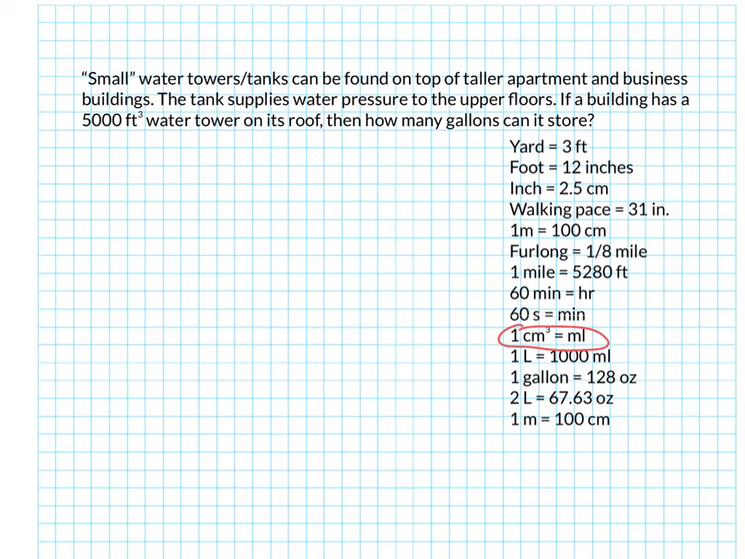All right, so let's start with what I know. 5,000 feet cubed over 1. And now I've got to get that down to centimeters. So feet to centimeters, let's see, there's one conversion factor that will do that for me, and that's an inch is equal to 2.54 centimeters.